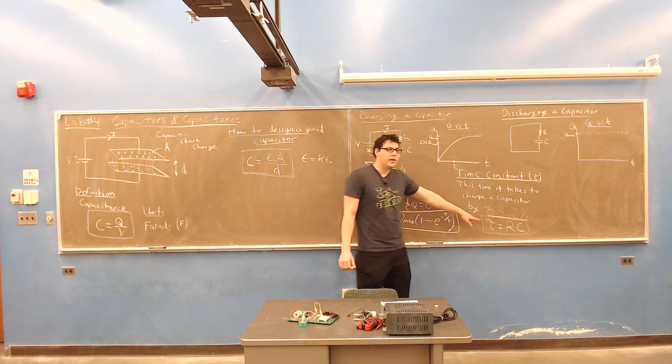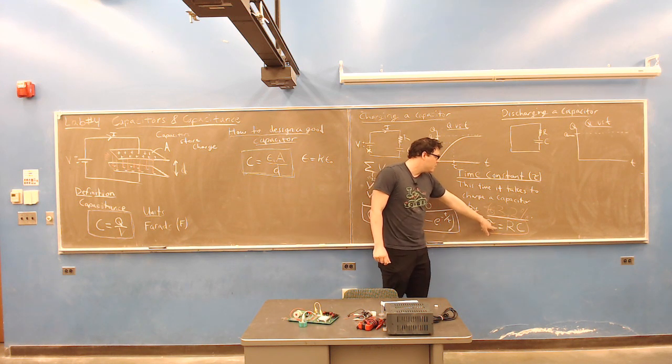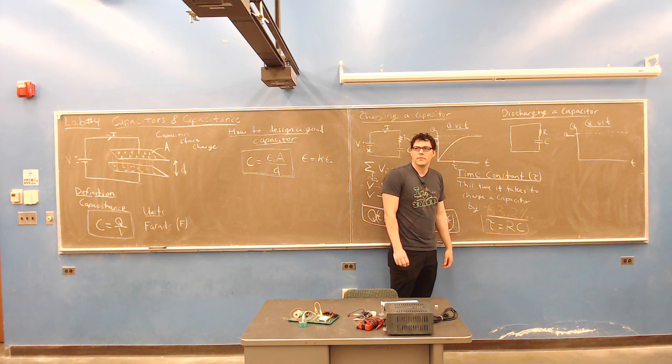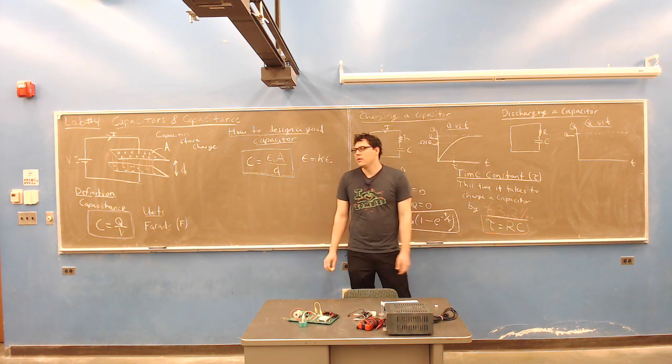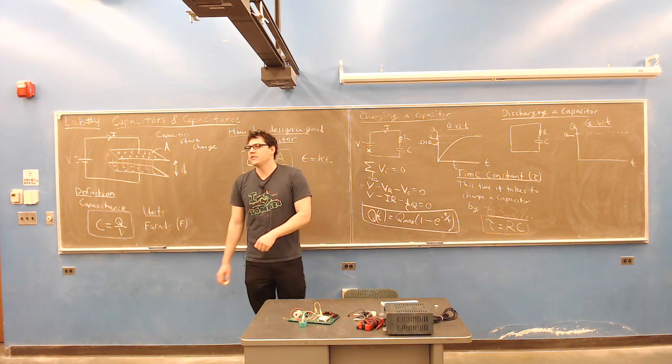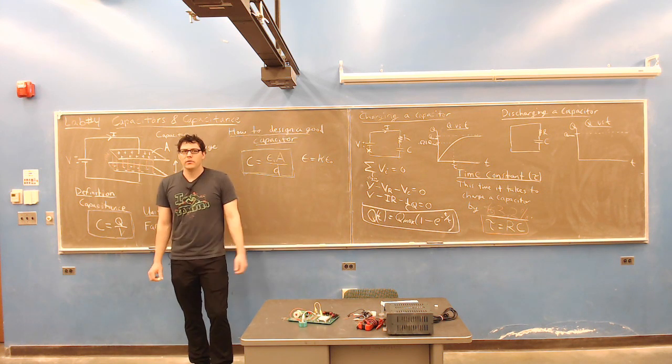All right, so this would be experimentally how you determine your tau. And then we have a theoretical tau, which is tau is equal to RC, which is the resistance times the capacitance. Let's say you had a 1 farad capacitor and a 10 ohm resistor. What would be your time constant?